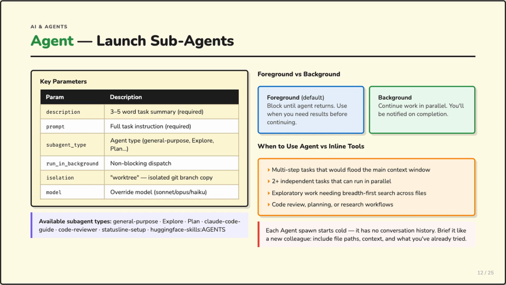The worktree isolation mode creates a temporary Git worktree so the agent works on an isolated branch that doesn't affect your working directory. The most important thing to remember about agent: each spawn starts completely cold, with no conversation history. Brief it thoroughly. Include file paths, what you've already tried, and exactly what you need. Terse prompts produce shallow work.